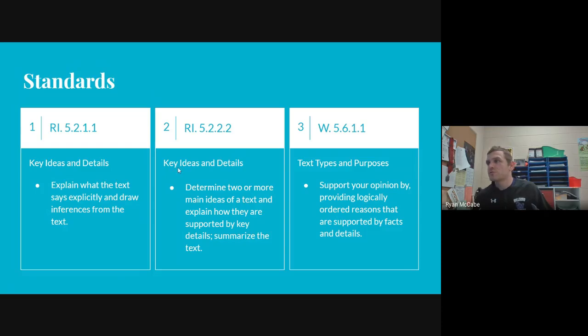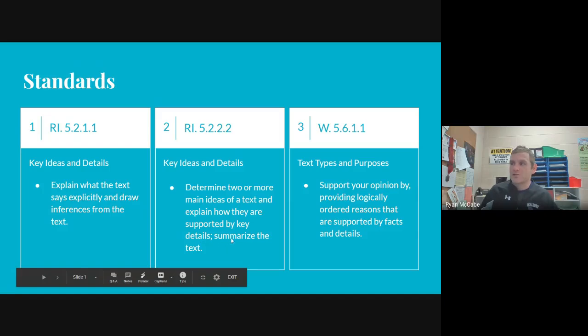Moving on to another key ideas and details standard is determine two or more main ideas of a text and explain how they are supported by key details. And then you need to be able to summarize that text.